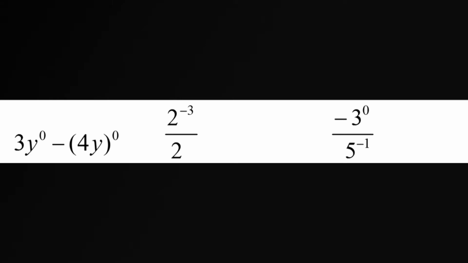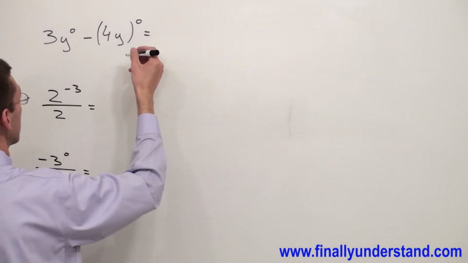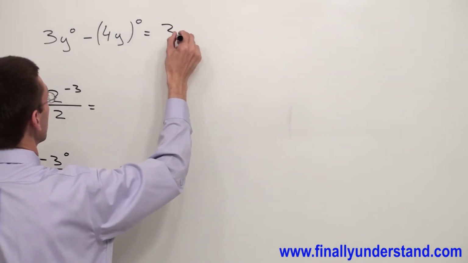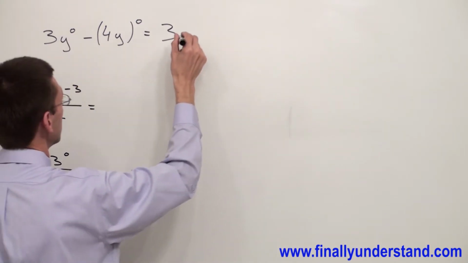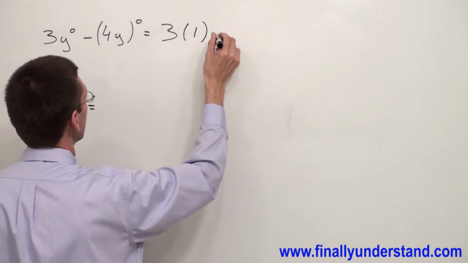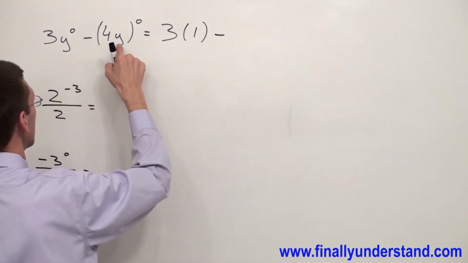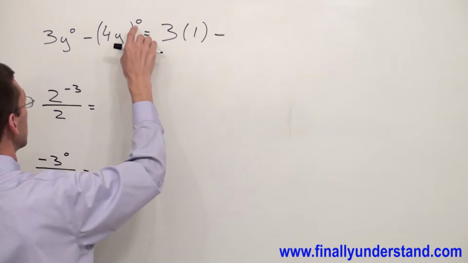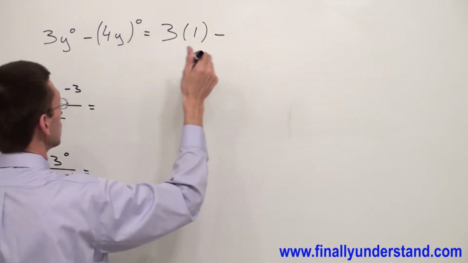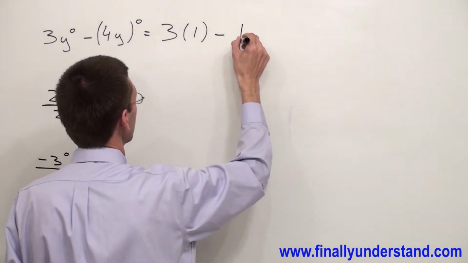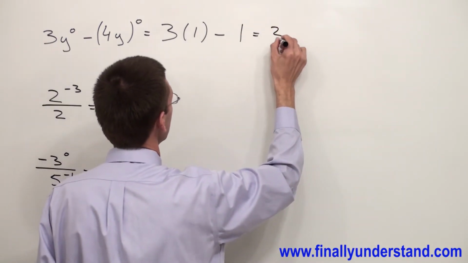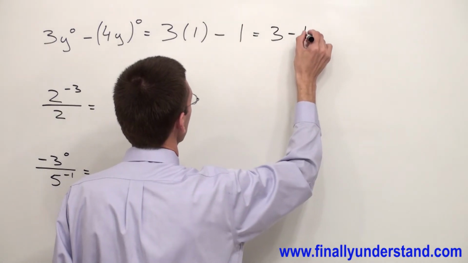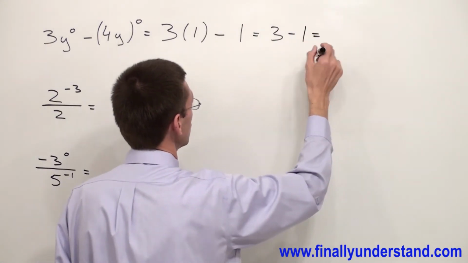3y to the 0 power minus 4y to the 0 power is equal, let's take a look. We have 3, y to the 0 is equal 1, minus 4y inside of the parentheses, everything raised to power 0 is also equal 1. Okay, so I have 3 times 1 is equal 3 minus 1. 3 minus 1 is equal 2.